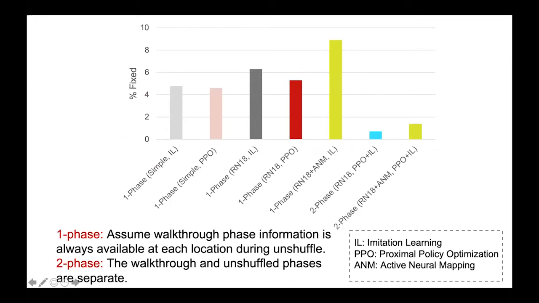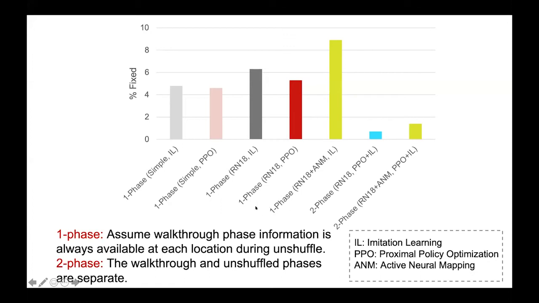So here's a plot for the results. There are some abbreviations that I need to explain. IL means imitation learning. PPO is a form of reinforcement learning. ANM is a mapping module that was developed by researchers at CMU. And there are two types of tasks: one phase and two phase. In one phase, we assume the walkthrough information is available to the agent during the unshuffle phase. Two phase means the walkthrough and unshuffle phases are separate, and the agent cannot directly access the information captured during walkthrough.